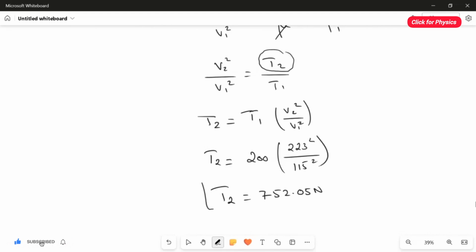When you solve this, you get the answer for T2 as 752.05 Newton. So if you want to raise the speed to 223 meters per second, how much tension do we have to give to the string? 752.05 Newton. So this is the answer for this question. That's it. Thank you.